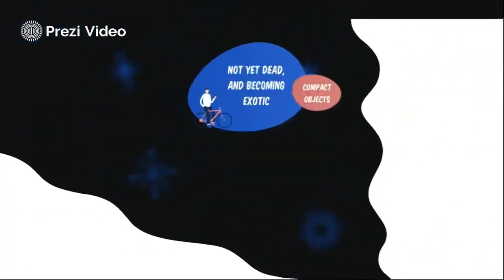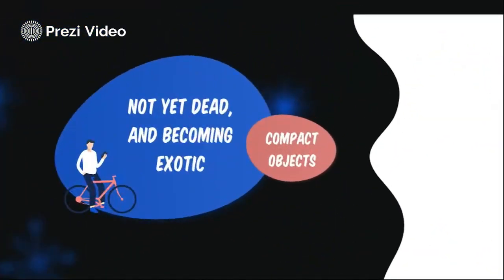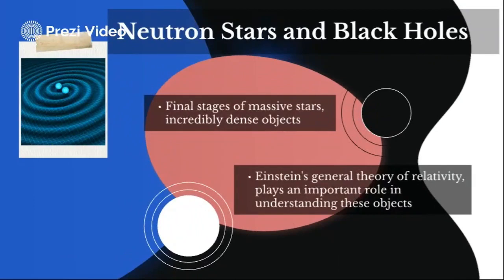Now we come to what happens after a supernova. Although a star dies, if a red giant disperses into a planetary nebula, for massive stars, life continues even after the supernova, forming compact, exotic objects. Neutron stars and black holes are the final stages of massive stars, where the remnants of the star are compressed into incredibly dense objects. The final phase of a star's life is dependent on its mass. To understand the physics of black holes and neutron stars, Einstein's general theory of relativity, which is a theory of gravity, plays an important role.